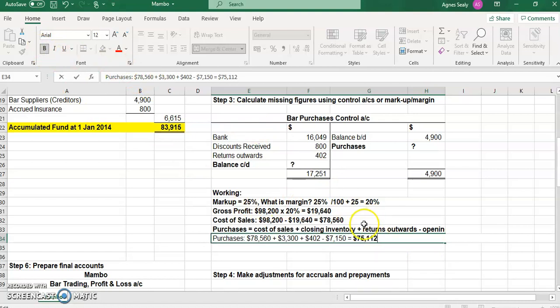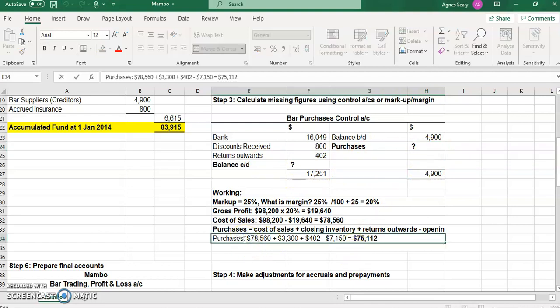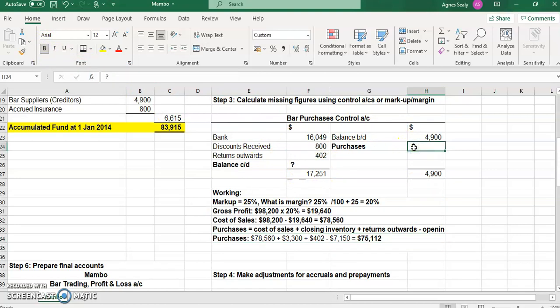So our purchases are $75,112. Now that we know our purchases, we can go back to our control account and work out what our closing balance for our creditors or our suppliers is. So we can plug this figure in here to work out this one here that we didn't know. We are plugging in the purchases figure we just worked out in order to work out what this other missing figure is. So let's plug it in.